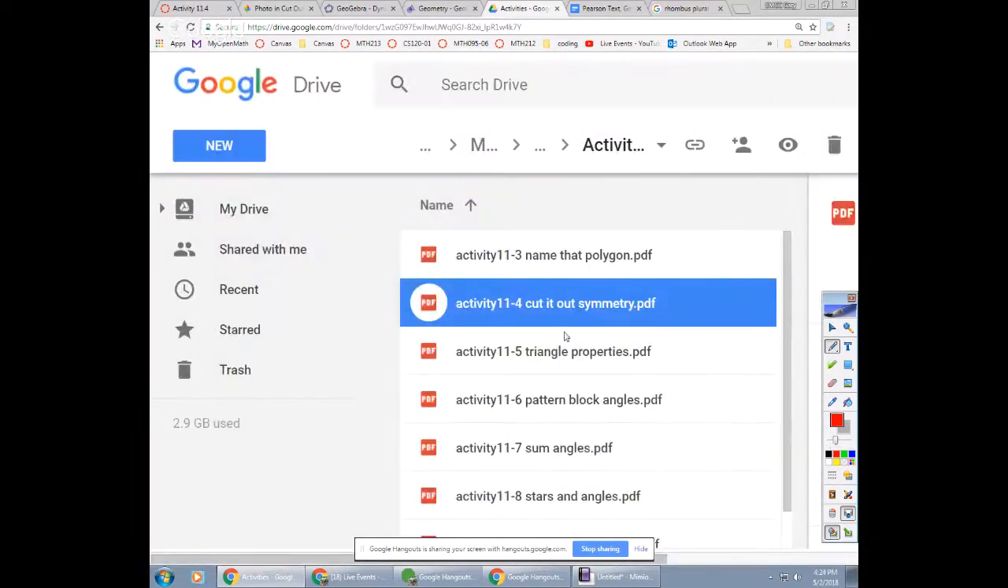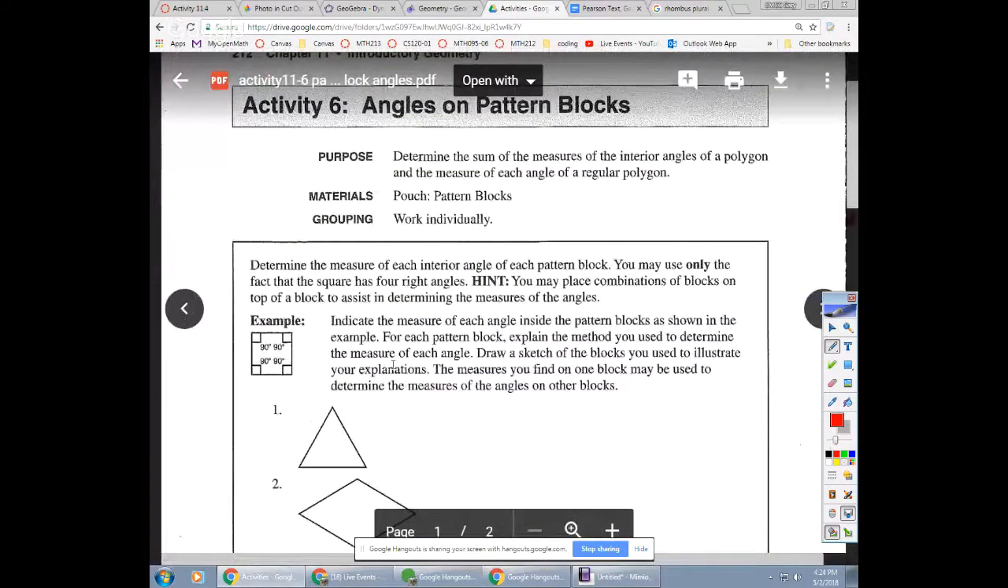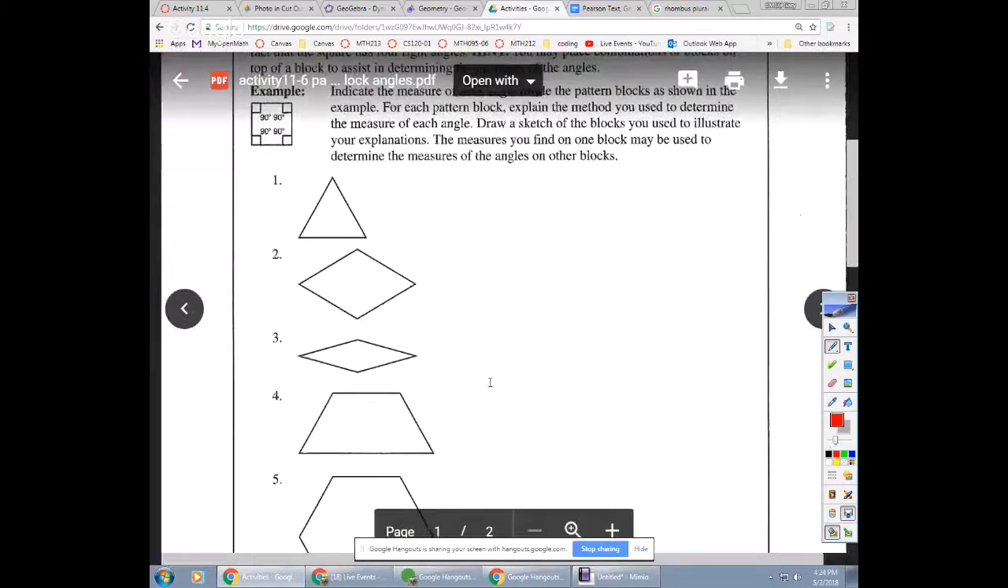All right, go back. Activity 6. All right, so take a look at activity 6. I'm going to go grab the pattern blocks, and I'll show some online versions of these in just a sec.